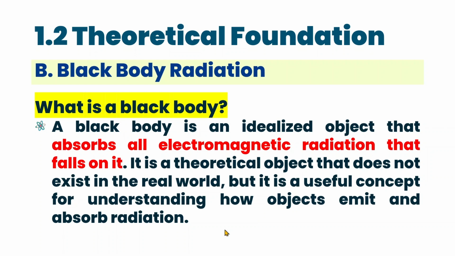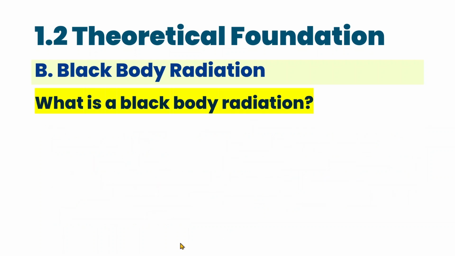Remember the electromagnetic radiation in the previous slide? All of them, when they hit a black body, will be absorbed. Nothing is reflected, nothing is transmitted. Even though a perfect black body doesn't exist in real life, the idea is really helpful for understanding how real objects emit and absorb radiation.